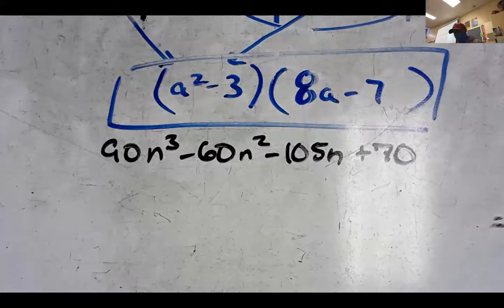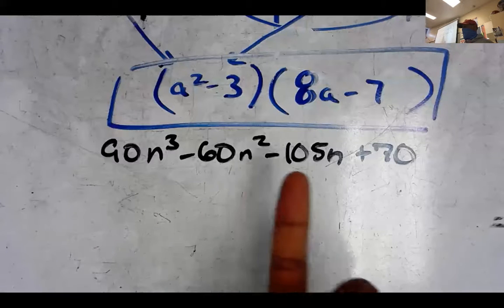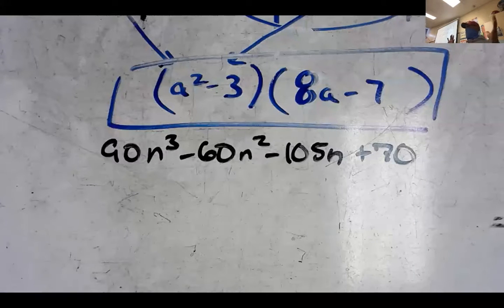All right, so for some of you guys, this gives you anxiety. You start seeing those numbers getting bigger, and you're like, oh, please don't do it to me. But it's okay. Just take a breath. You'll be okay. All right, first thing you want to look for is a what? A common factor. 90, 60, 105, and 70. What jumps out at you? What's the common factor here?